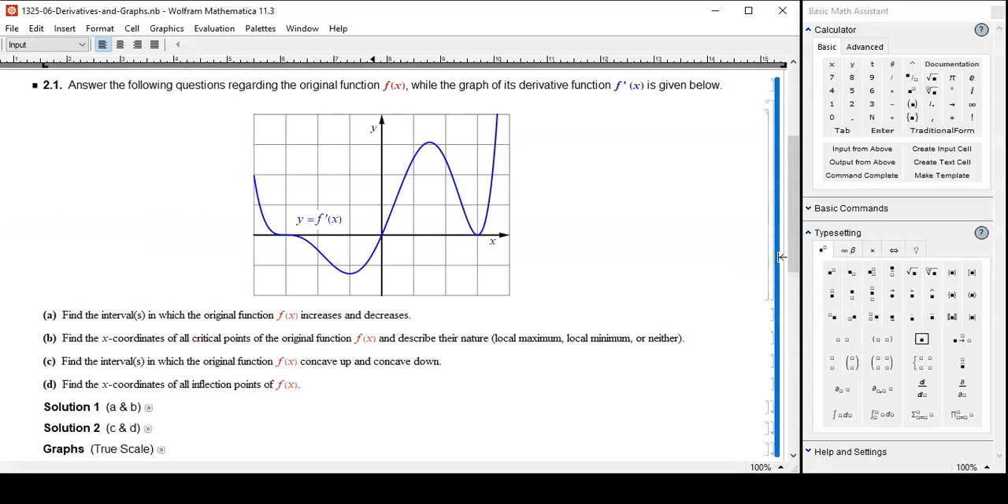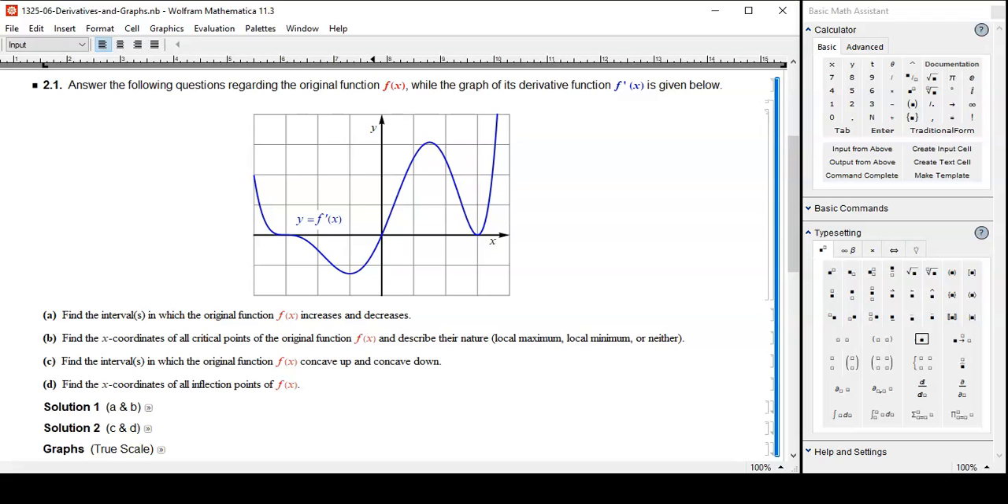Here's a nice problem. Answer the following questions regarding the original function f of x, while the graph of its derivative function f prime of x is given below, and also the graph says y equals f prime of x. A. Find the intervals in which the original function f of x increases and decreases.